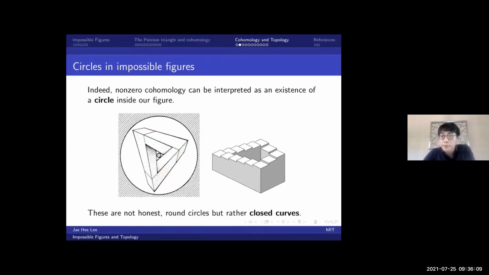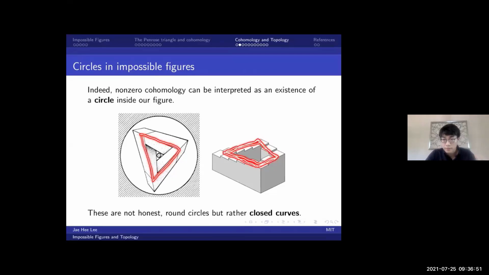And this is another example, the Penrose staircase that I introduced in one of the earlier slides. You also see that the impossible part of this picture is coming from a cycle, right? It's coming from a certain circle. And when I say a circle, the key is that it doesn't really have to be a round, nice circle from our middle school geometry. The circle can really be any closed curve. So these are not round circles, but in some sense, you can consider these as closed curves.